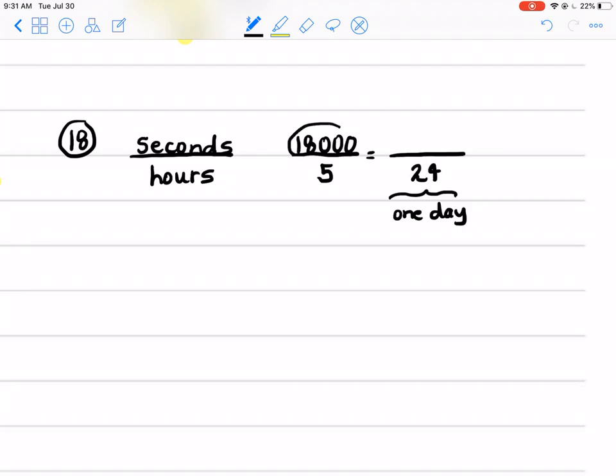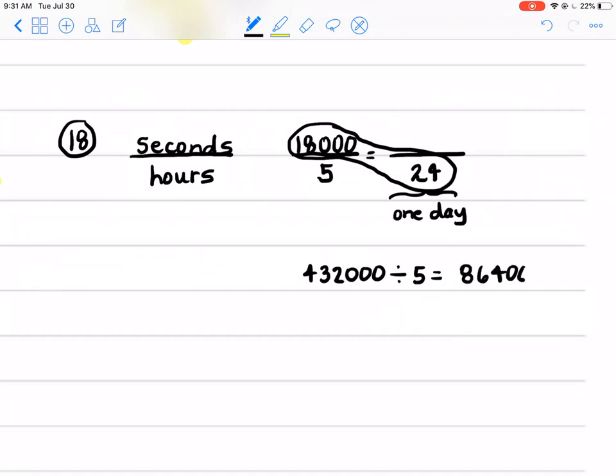So we have 18,000 multiplied by 24, which is 432,000, divided by 5 is 86,400 seconds in 1 day. And that's D. It's a lot of seconds.